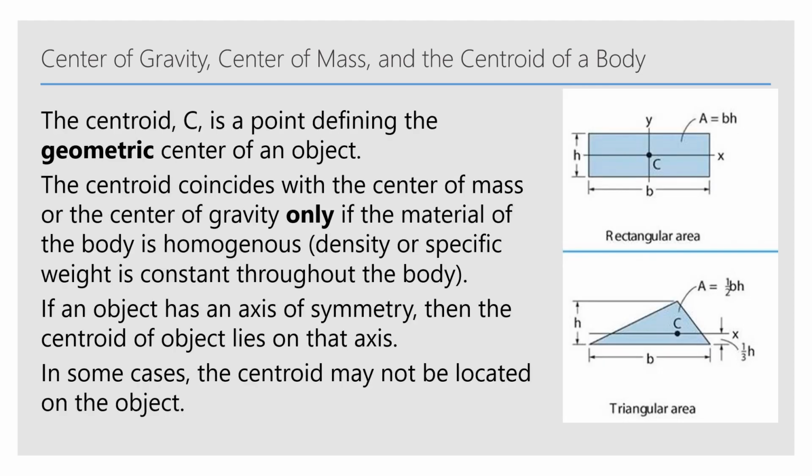The centroid C is a point defining the geometric center of an object. The centroid coincides with the center of mass or the center of gravity only if the material of the body is homogeneous, meaning that all of the material has the same density and it's the same throughout. If an object has an axis of symmetry, then the centroid of the object will lie on that axis of symmetry. In some cases, we might find that the centroid is actually located outside of the object.